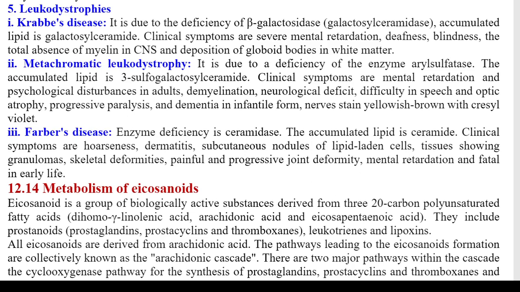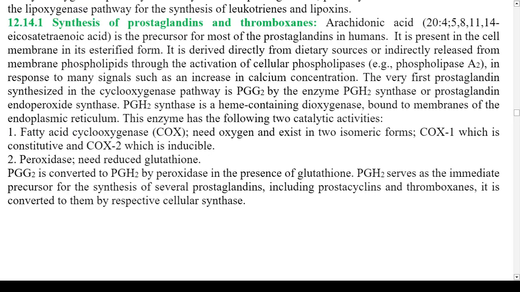The pathways leading to the eicosanoids formation are collectively known as the arachidonic cascade. There are 2 major pathways within the cascade: the cyclooxygenase pathway for the synthesis of prostaglandins, prostacyclins, and thromboxanes, and the lipoxygenase pathway for the synthesis of leukotrienes and lipoxins.